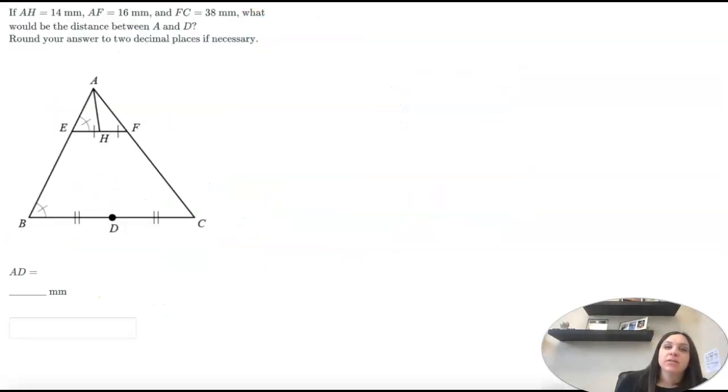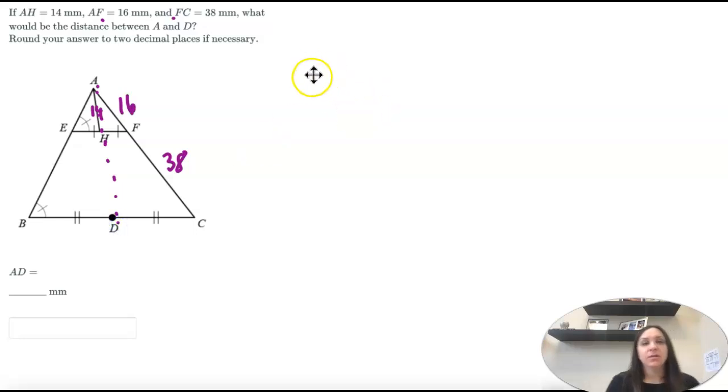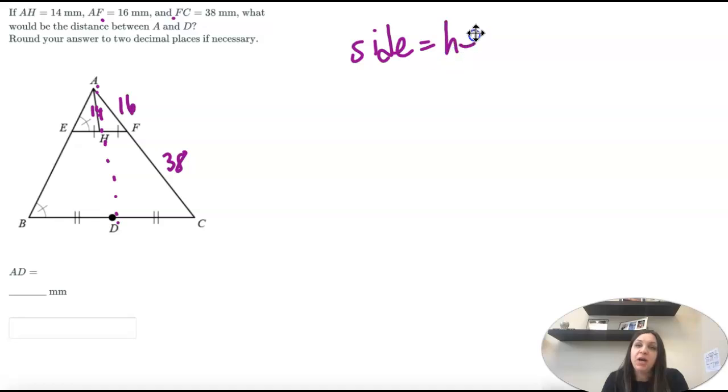Alright. AH is 14, so this little line is 14. AF is 16. FC is 38. What would be the distance from A and D? So all the way here. Okay, so this one is a little different. We're going to do a side ratio to a height ratio.